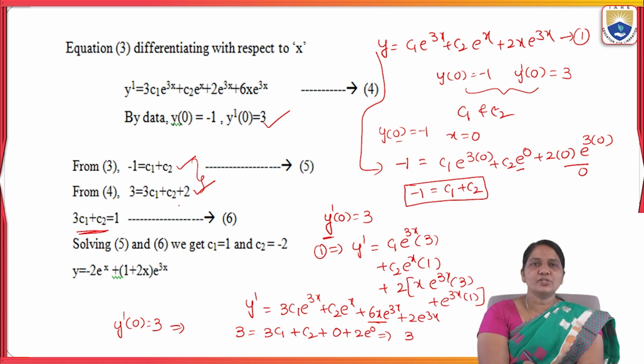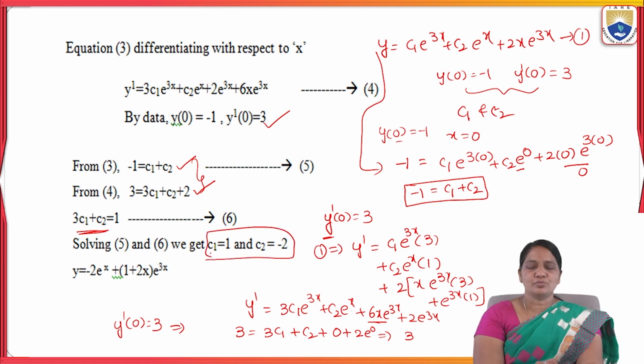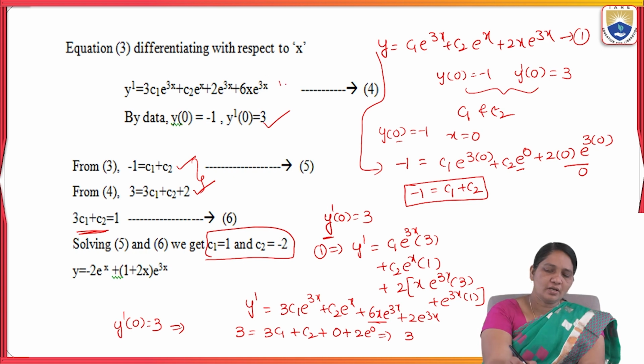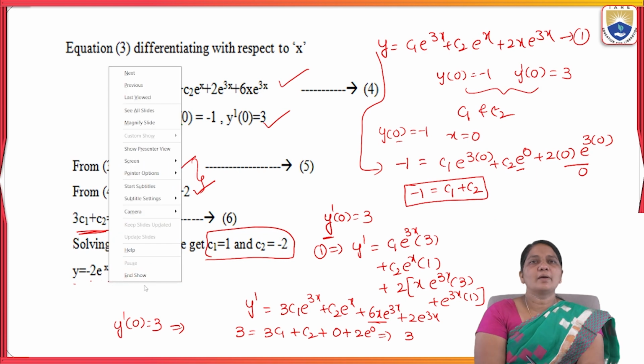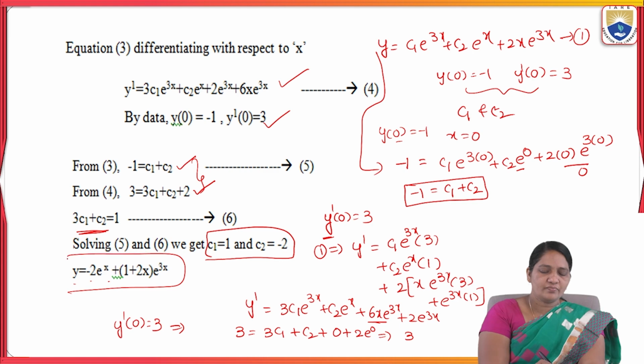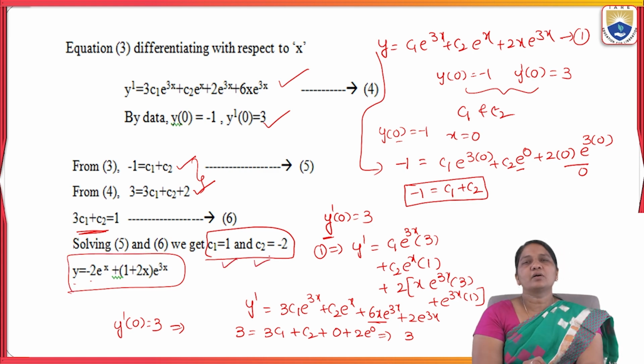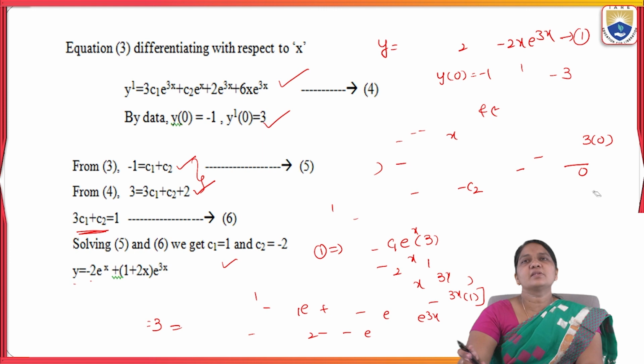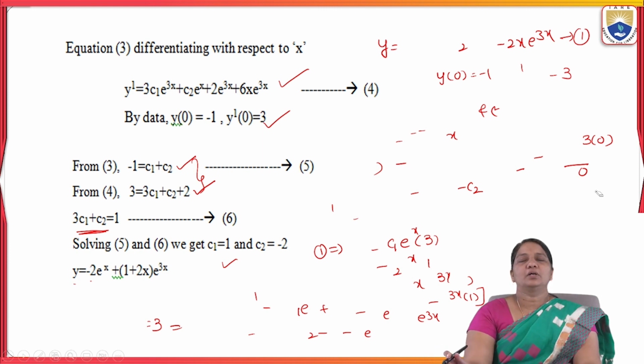When you solve these two equations, we get C1 equal to 1 and C2 equal to minus 2. So here we got the arbitrary constant values. We can replace them in the equation. Finally, y equal to minus 2 into e power x plus 1 plus 2x into e power 3x. This is our final solution after replacing the constant values. This is the way to solve the given non-homogeneous differential equation with conditions.